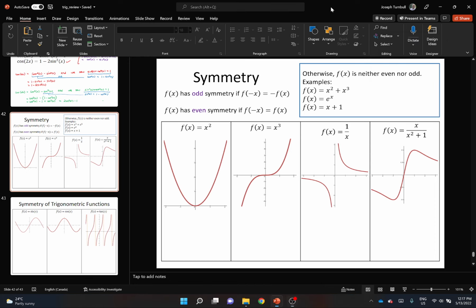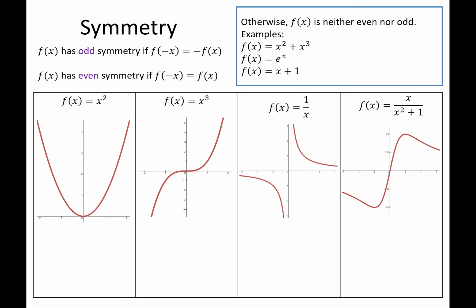Okay, the last topic for the trigonometry review is a topic related to symmetry. And before talking about symmetry of trig functions, I want to talk about the symmetry of non-trig functions. The definition of odd symmetry for a function f of x: f of x has odd symmetry if f of negative x is equal to negative f of x.